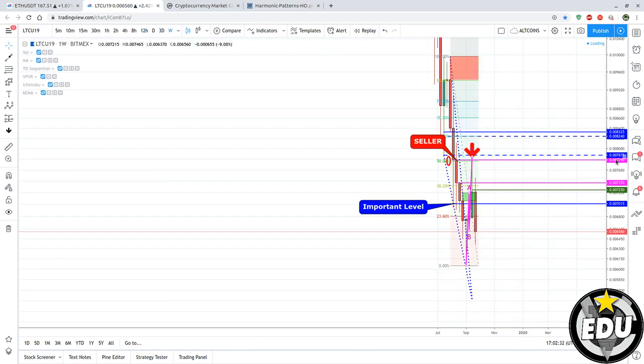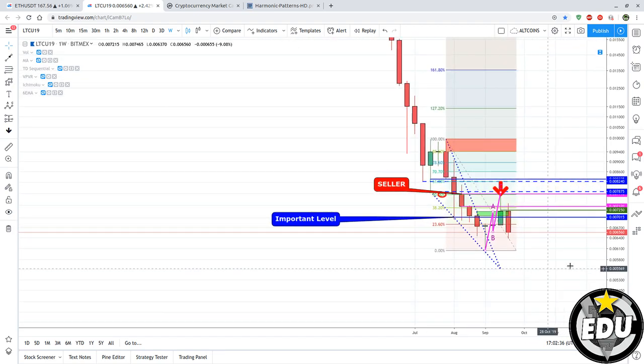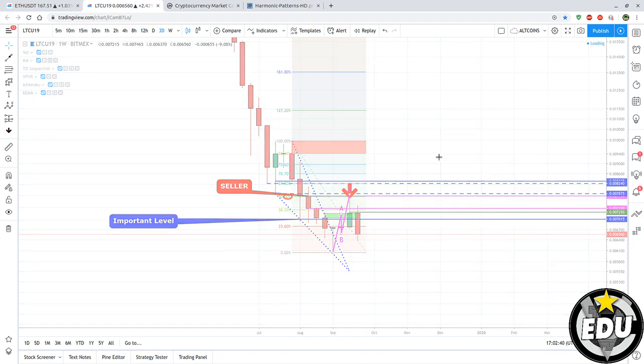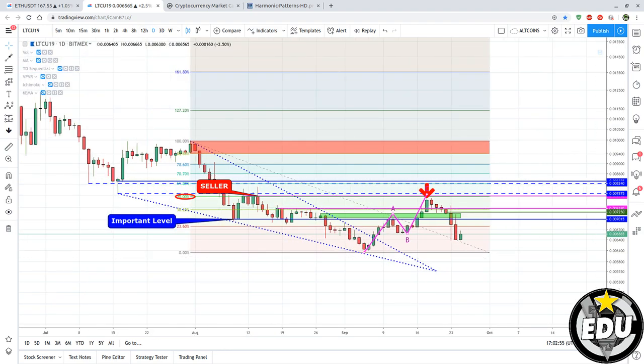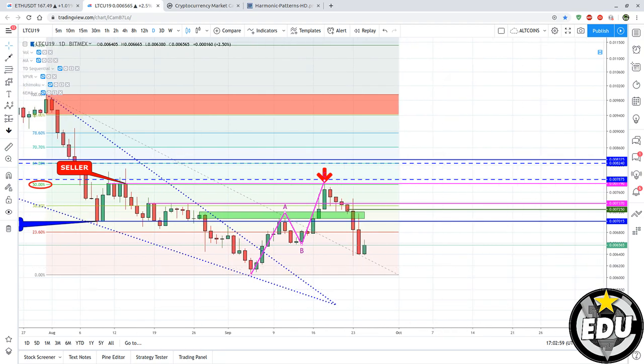Price dumped, and the seller was never able to make a higher high on the higher time frame. If we see the weekly, the same story of Ethereum. Price didn't make a higher high. Let's see on the 3-day time frame. It didn't make it. Price attempted to do it, bounced for a second, but failed. So this is a massive false breakout. Price is still in a downtrend on LTC. We have to see how it recovers from this dump.